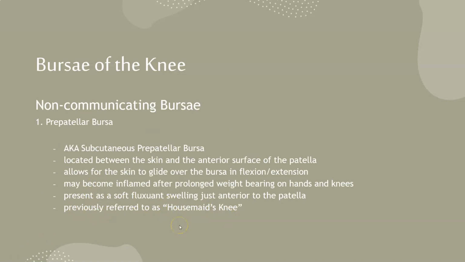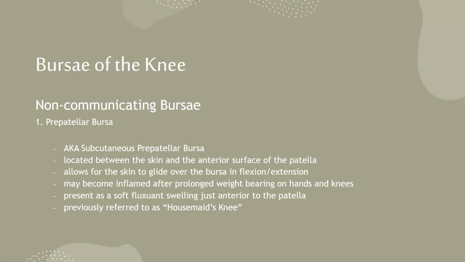Now the non-communicating bursae. This means that they're standalone and they are where they are. The first is called the prepatellar bursa, also known as the subcutaneous prepatellar bursa. This lies between your skin and the anterior surface of the patella. And this allows the skin to glide over the bursa in flexion and extension without irritating itself on the anterior surface of the patella.